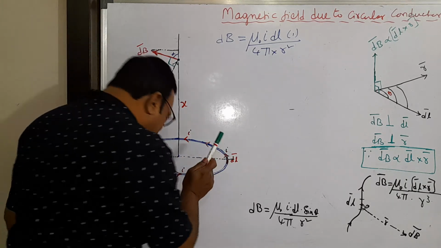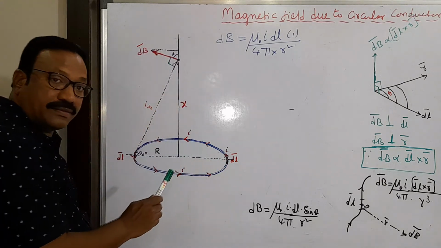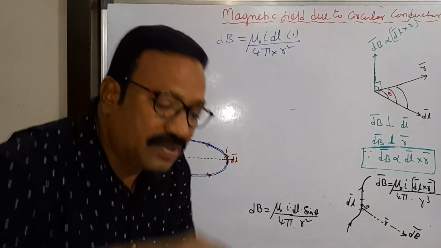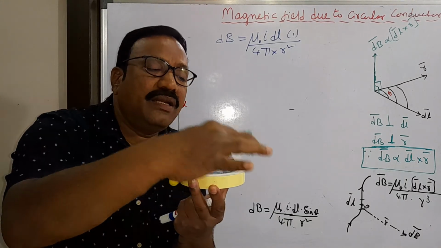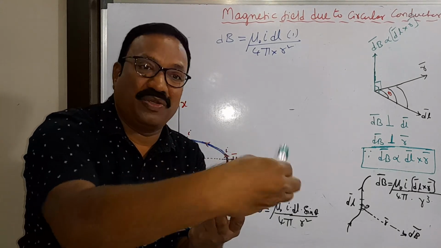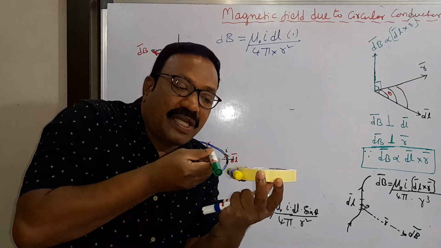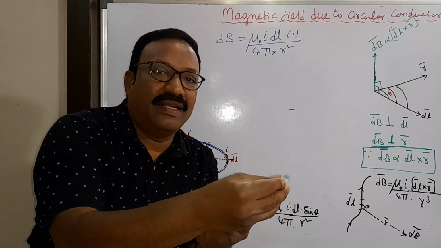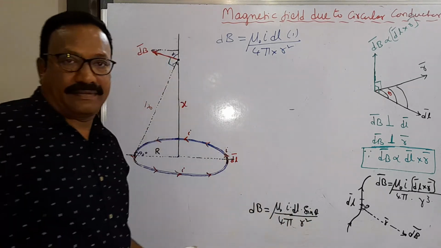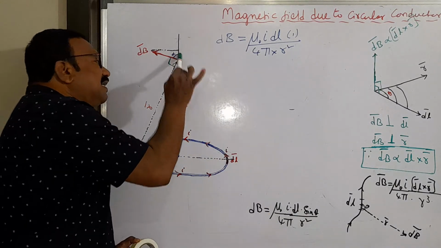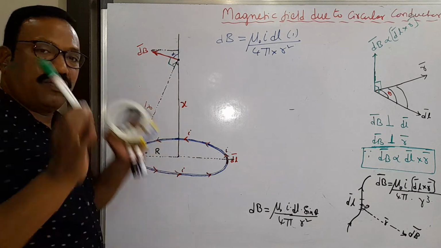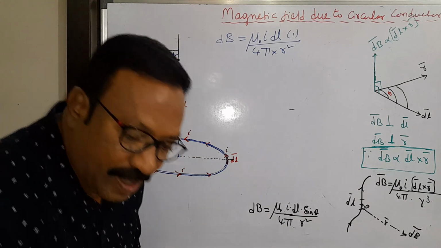Now, I am taking another element here. Like, this is a circular conductor. This is an element here. Another element I'll take here, just opposite to this. Now here the current is coming outward. Here the current will be going inward. So there is an inward current here. So due to this current element, here I want magnetic field. Same procedure you follow. Fine. Let us decide.